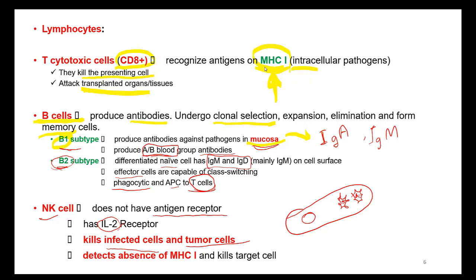So this is your natural killer cell. It is looking for cells that don't have MHC1, okay? So it gets there and it does not detect MHC1. So now it's going to kill this cell, okay?